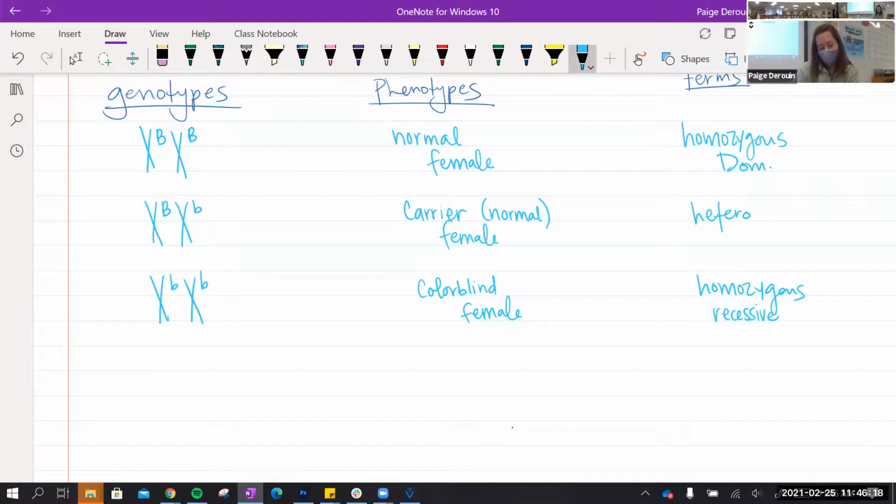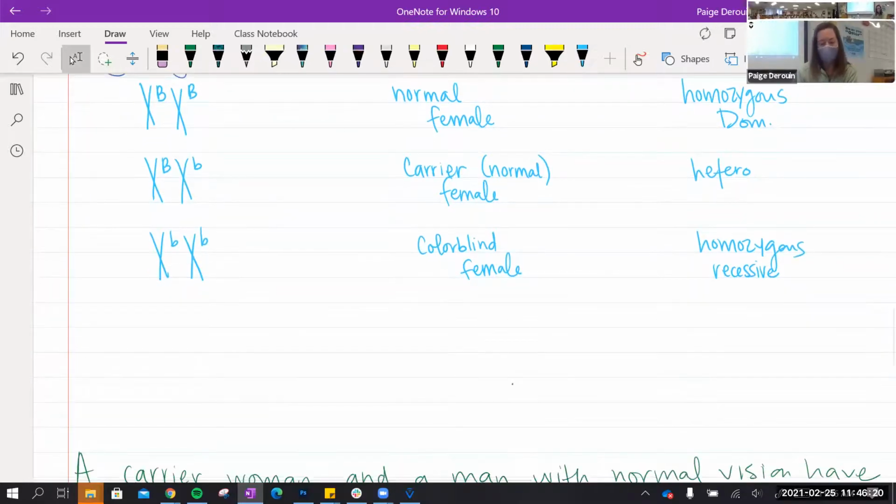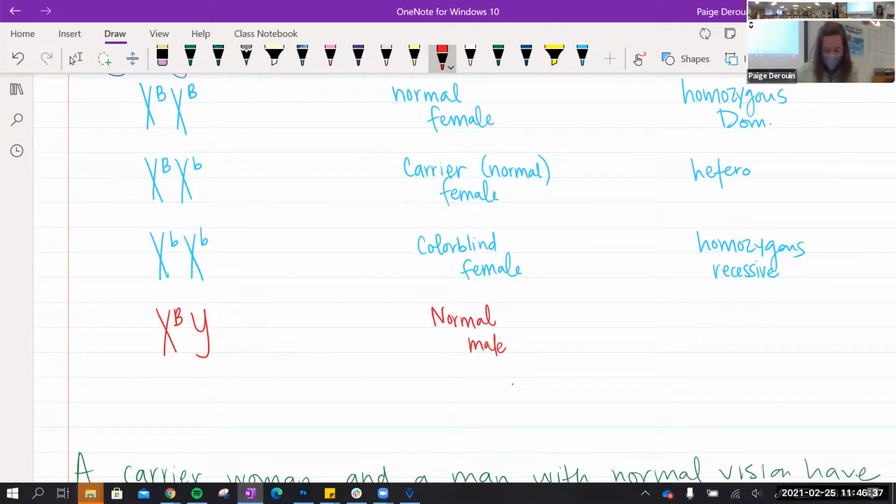Okay, sweet. Now our other choices will be males. So we have X capital B, Y. This male will have what kind of vision? Normal. Okay, and our other choice is X small b, Y, and this male will be colorblind.